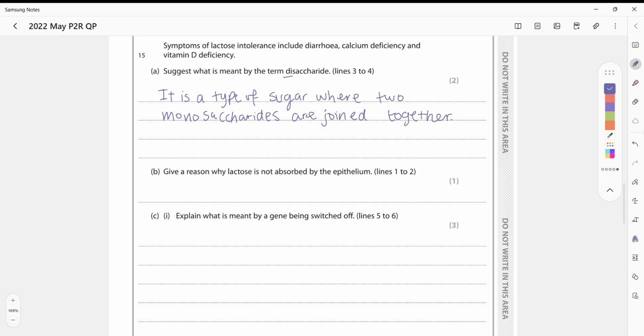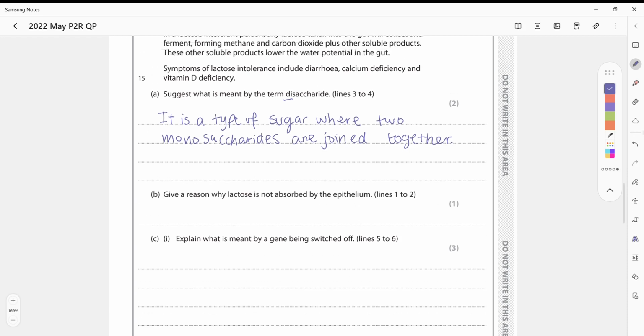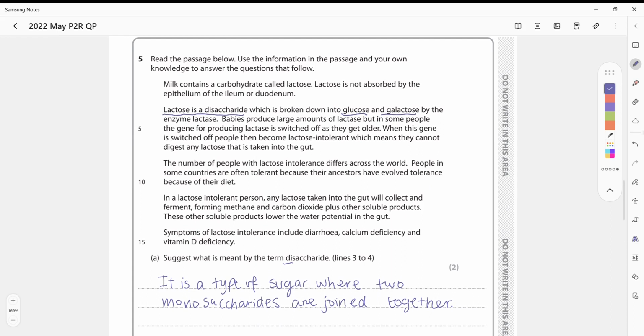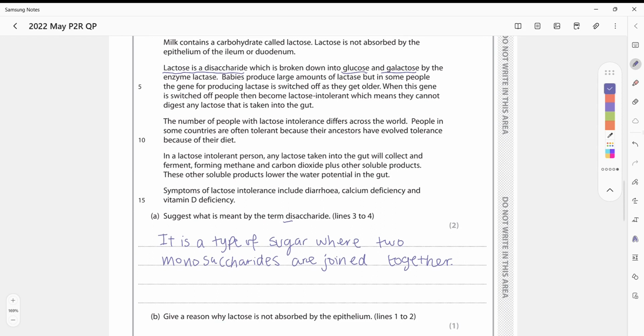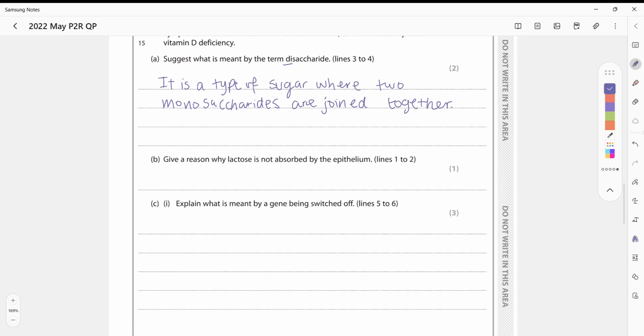Okay, part B, give a reason why lactose is not absorbed by the epithelium. So let's see what we have here. Oh, it just says lactose is not absorbed. So part of the reason why it's not absorbed is perhaps it could be too large to be absorbed because it needs to get broken down first before it gets absorbed. So let's write that down. Or lactose may be too large.